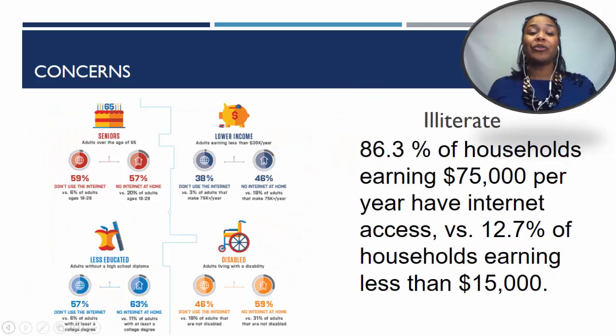So who are those people I'm talking about? What about the illiteracy, right? And so we know about 75,000 per year have the internet. That's about the median, and 12% of households earn less than 15,000 a year. And so who is that? That's the 65-year-old mother, grandmother, the lower income family that's a part of your school, less educated, as well as disabled. Those are the students and the people that are being left behind.